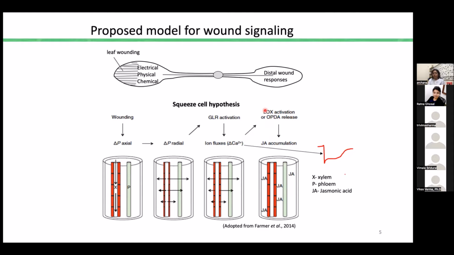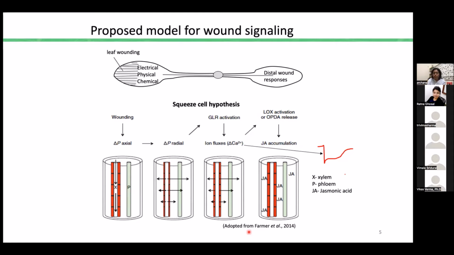So what we know is that possibly this activates the lipoxygenase enzymes and OPDA release, which is related to the synthesis of another hormone called jasmonic acid. This is a very important hormone which plays a crucial role in plant defenses. So here we see that there are membrane potential changes, there are pressure changes, and there are some hormones traveling together in these xylem and phloem cells, and this leads to the activation of the defense responses.